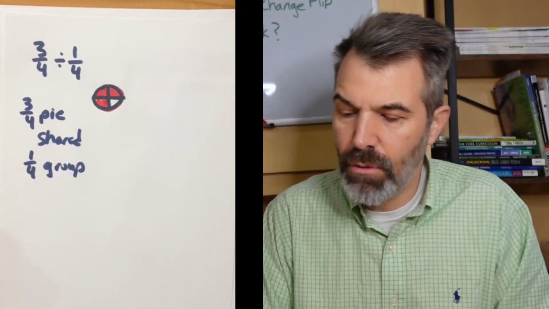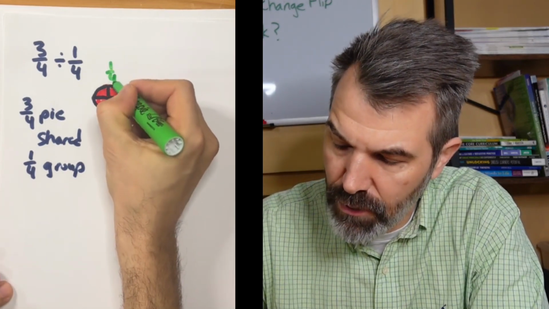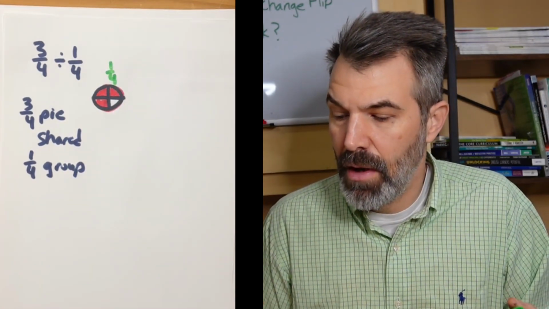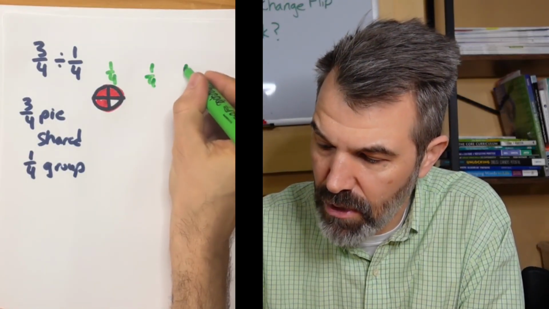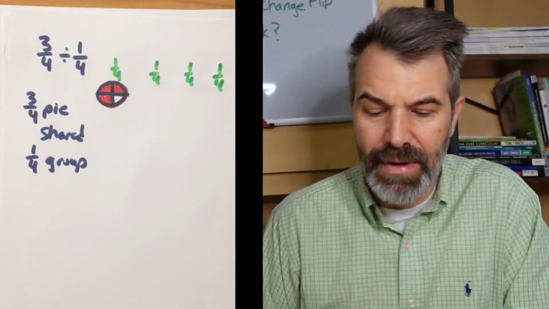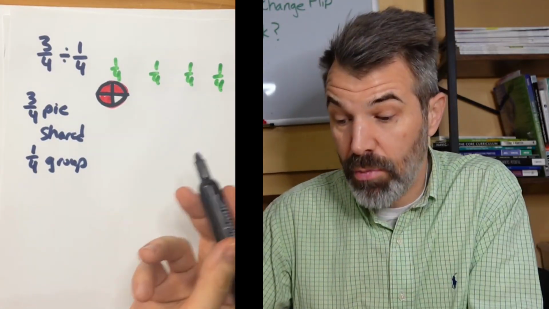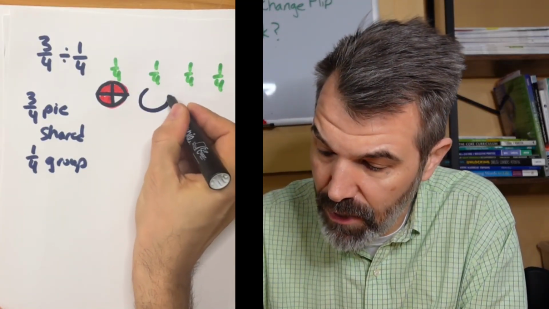So sharing that with 1/4 of the group, when I come into here, this is going to be 1/4 of the group. So I'm thinking about the whole group all together. How many 1/4s are there? Well, there's going to be another 1/4 of the group over here, and another 1/4 of the group over here, and another 1/4 of the group over here. So each 1/4 of the group is going to get 3/4 of a pie. So I'm going to come into here and I'm going to say, okay, so here's this.